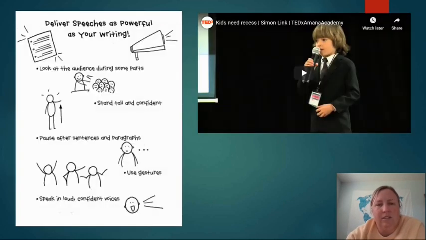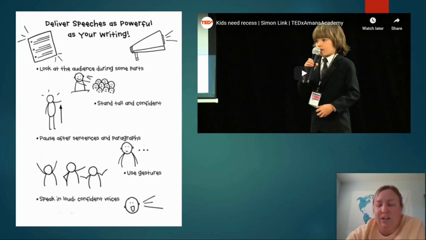The next part that we're going to work on has to do with how we deliver speeches that are very powerful and ultimately as powerful as our writing, because we've done a lot of work in researching and making our reasons really strong and convincing. And it's very important that you can speak those things well so that people don't have to really focus in on what it is you're trying to say.